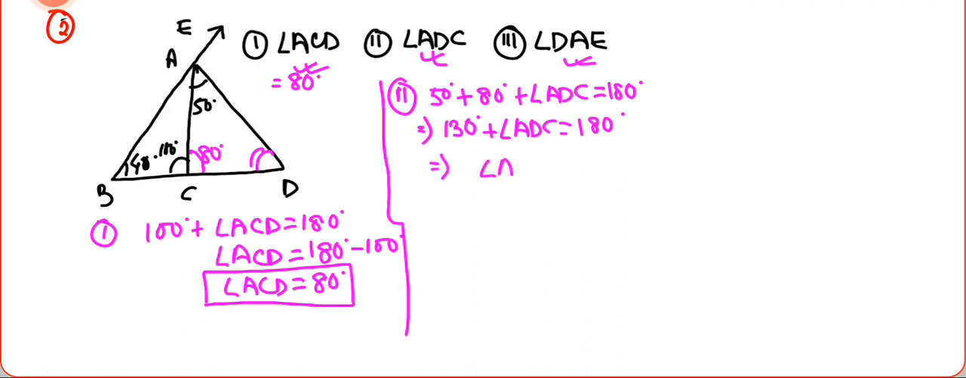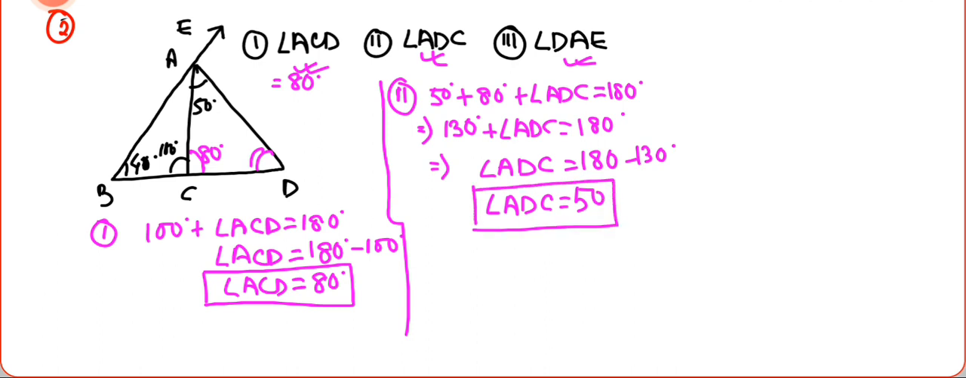Therefore, angle ADC is equal to 180 minus 130 degree. Therefore, angle ADC is equal to 180 minus 130 is equal to 50 degree. So, finally, we got this as well. This is a 50 degree angle. Okay. Now, we have found the second part of the question, that is 50 degree.